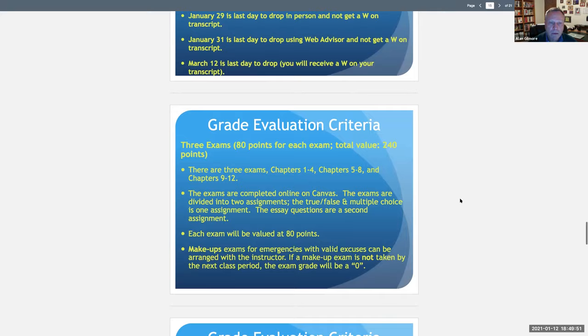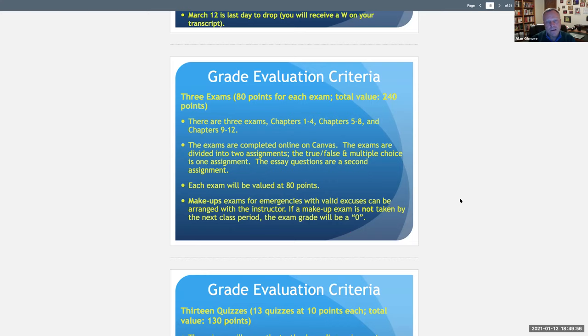So the three exams are each worth 80 points, for a total of 240 points. There are three exams, just like we showed: chapters 1 through 4, 5 through 8, and 9 through 12. The exams are completed online on Canvas. They're divided into two assignments: the true/false and multiple choice, and the essay questions as the second assignment.